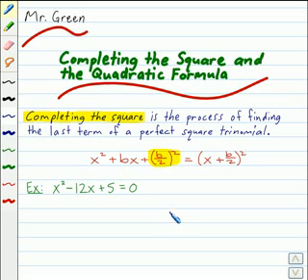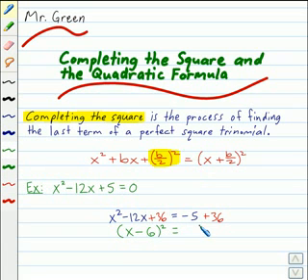We need to move the constant 5 over to the right side of the equation. And to complete the square, we need to add 36 to both sides of the equation. That balances things out, and it completes the square on the left side. Now, we want to use the relationship that you see above to factor the left side of the equation. We should write x minus 6, the quantity squared. On the right side, negative 5 and 36 add up to 31.